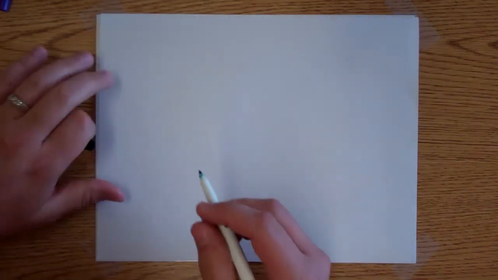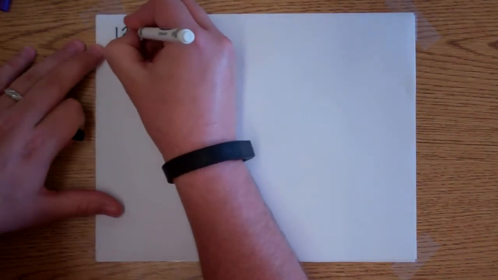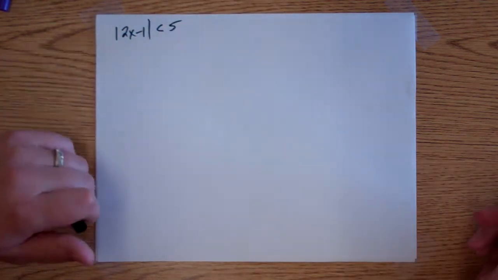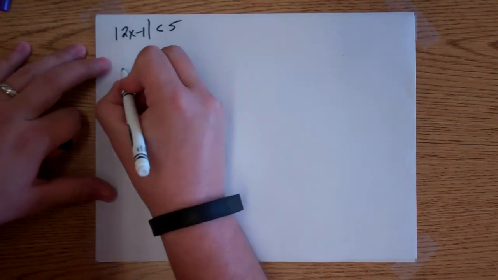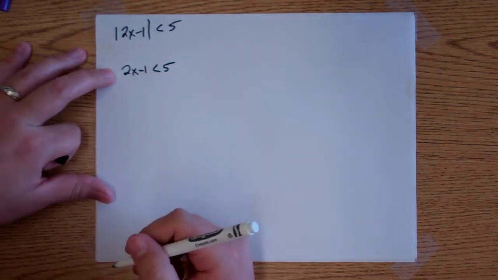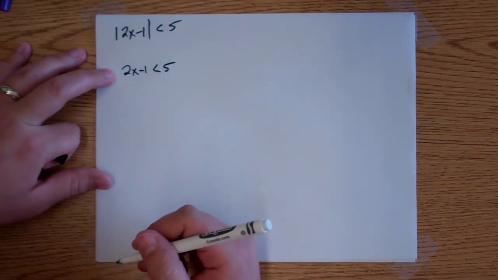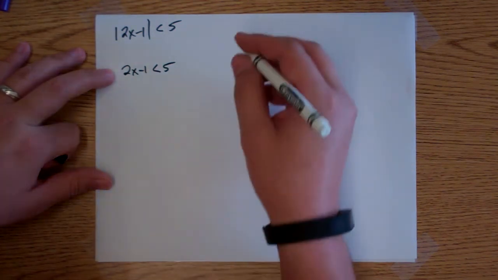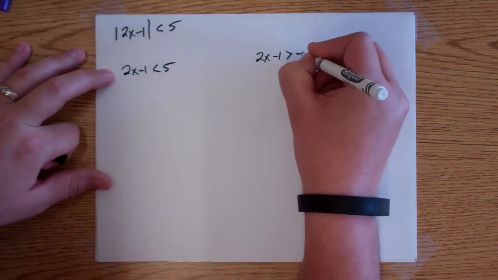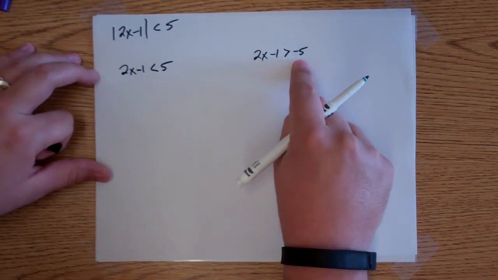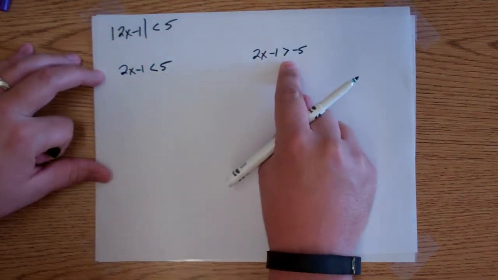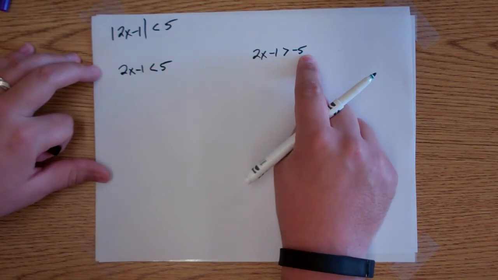Absolute value inequalities now. As you can imagine, they work the same way. You have 2x minus 1. So you rewrite the same thing without the absolute value bars. Then you write it again, but now you flip your sign and make it equal to negative whatever this is. So 2x minus 1 is less than 5. 2x minus 1 is greater than negative 5.